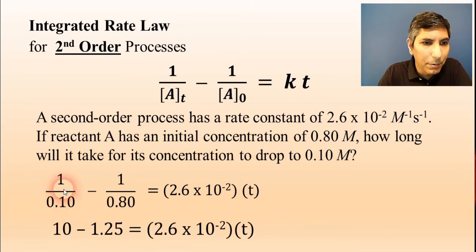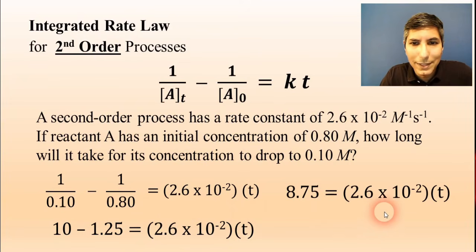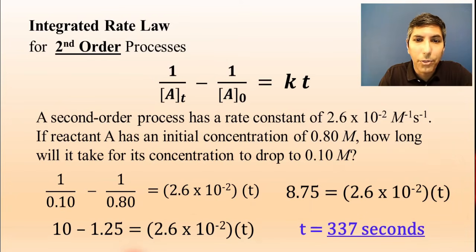So the reciprocal of 0.1 is 10, and then the reciprocal of 0.80 is 1.25. So I have this. When I subtract that out, I get 8.75 equals 2.6 times 10 to the minus second times t. And when I divide this out, I find that the answer for t is about 337 seconds. And so that's my answer. That's how long it's going to take for this concentration to drop by that amount. So that's how we work a problem with a second order integrated rate law.